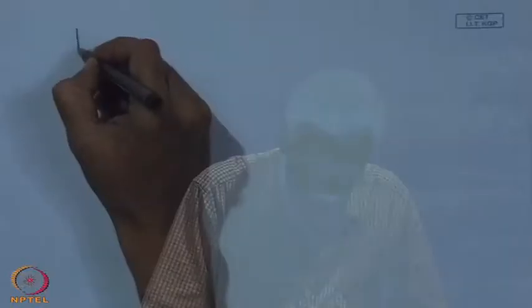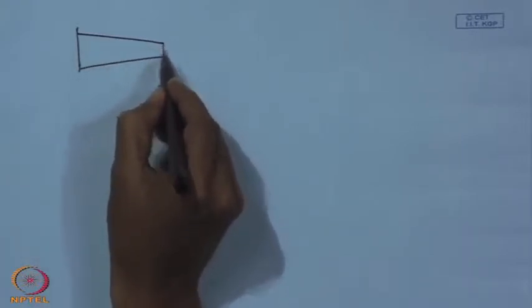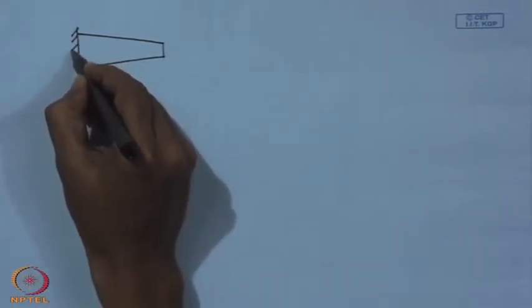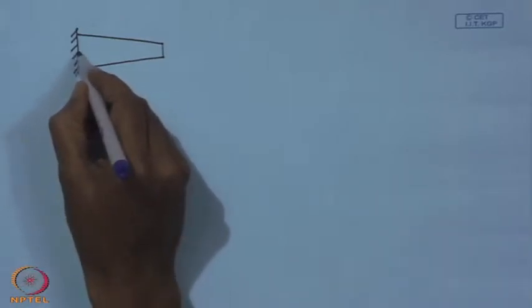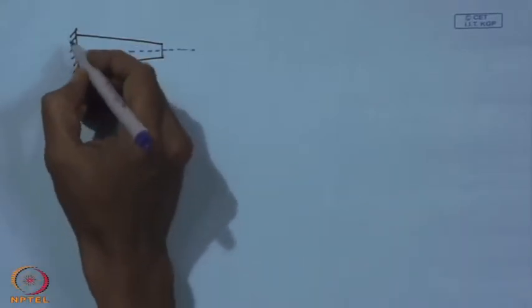So, let us continue our discussions on modal analysis that we had started in the previous lecture. So, today we are going to take yet another example of a system consisting of a bar of varying cross section. So, this is a bar of varying cross section.